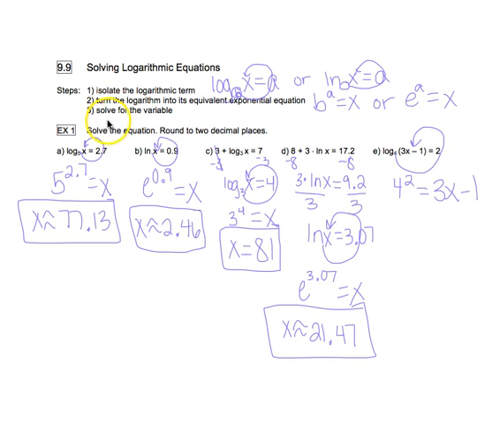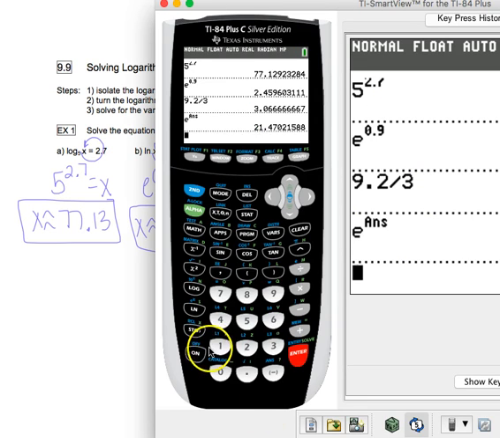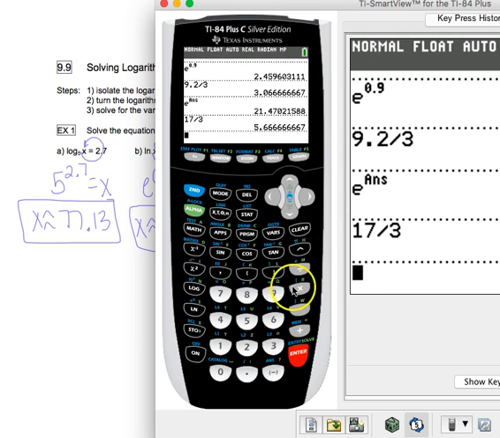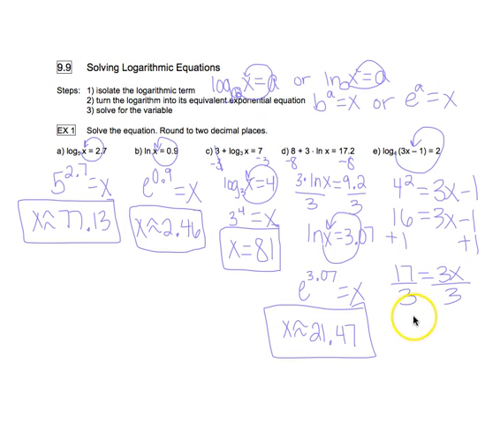So step 3, I need to solve for the variable. So 4 squared is 16. Then add 1 to both sides. So 17 equals 3x, divide by 3. And so then 17 divided by 3 gives me 5.6 repeating. And so if I round that to 2 decimal places, it'd be 5.67. So x is approximately 5.67.